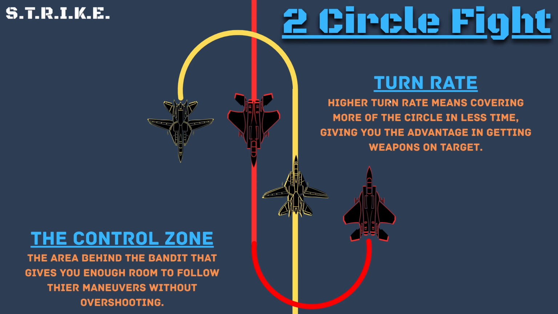Now your turn rate's really what's going to win here. Higher turn rate means covering more of the circle in less time, giving you advantage in getting weapons on target. Now, there's just some aircraft that you'll come across that it's just hard to get a rate on them. That's because they rate better than you. So you got to choose wisely on how you jump in, one circle or two circle, depending on the aircraft you come across. Hope that one helps you. Let's jump to the next one.